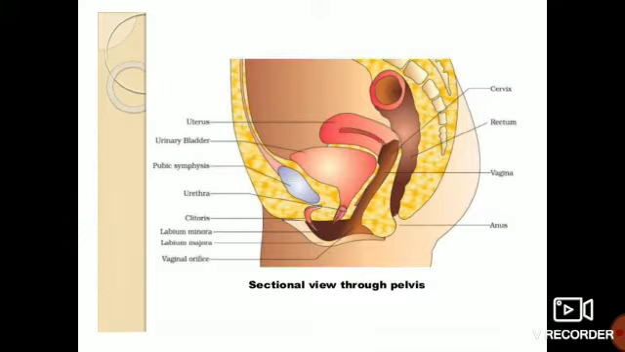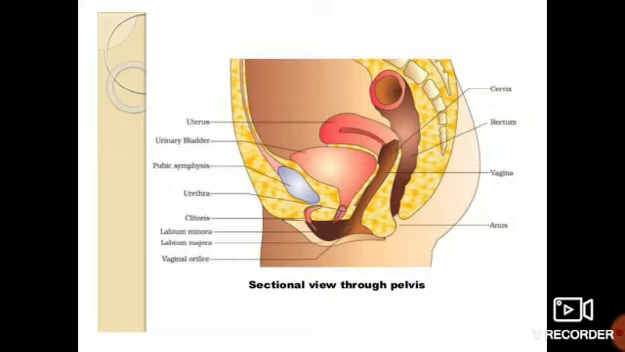Here is the diagrammatic view of the human female reproductive system, a sectional view through the pelvis. Now we can see this region, which is pinkish in color. You will be finding a small streak in between that pinkish structure, that is uterus. That is a bag-like structure. Just below it you will be finding the urinary bladder. Just in front of the urinary bladder, you will be finding one special structure, that is pubic symphysis. Then the urethra, that is the opening of the urinary bladder.